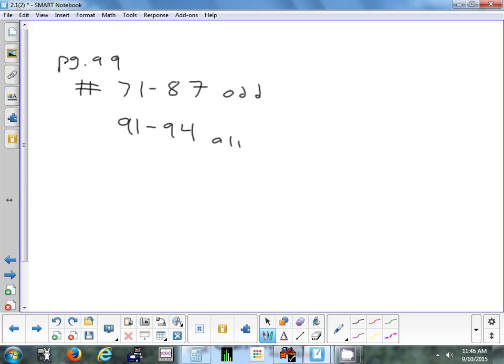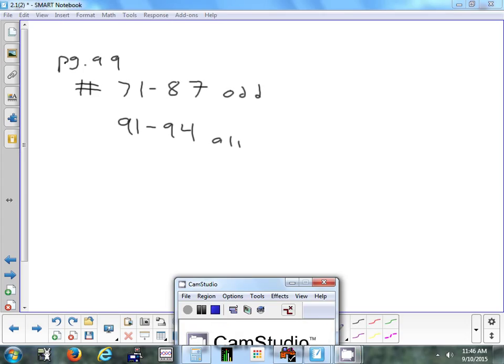Okay, so the homework, same section as last night, page 99. 71 to 87 odd, and 91 to 94 all. So tomorrow we'll have our test on section 1.1 and 2.1. Okay, we'll deal with the summer reading after that. And don't forget, I'll be here after school today if anybody needs extra help.